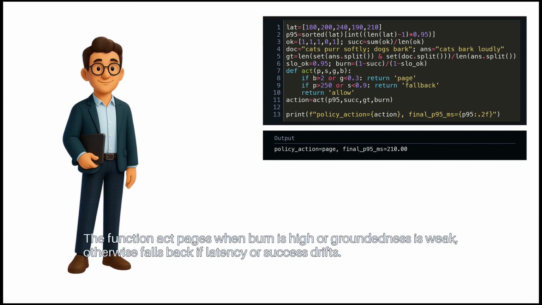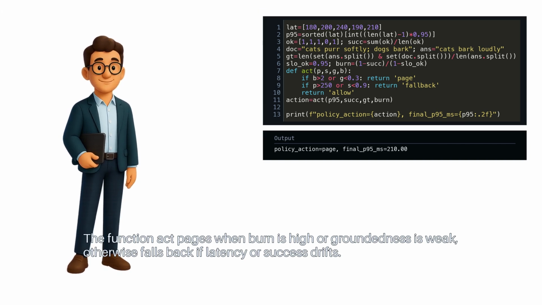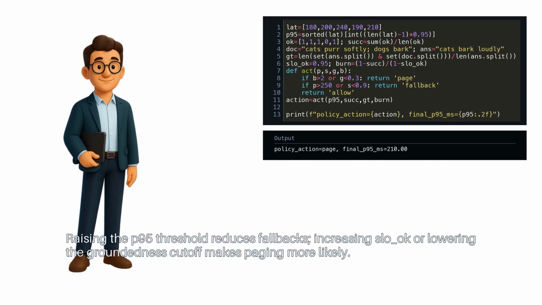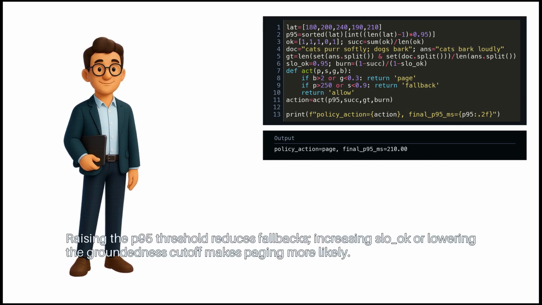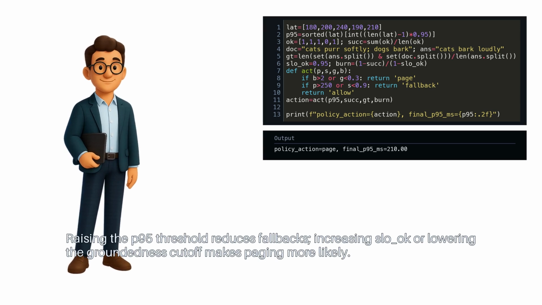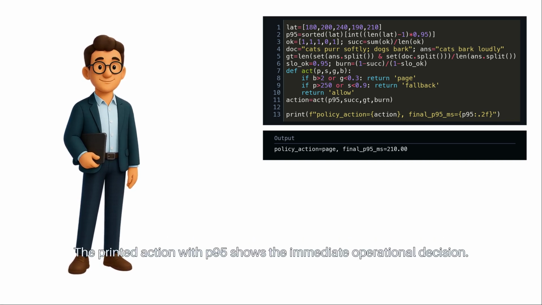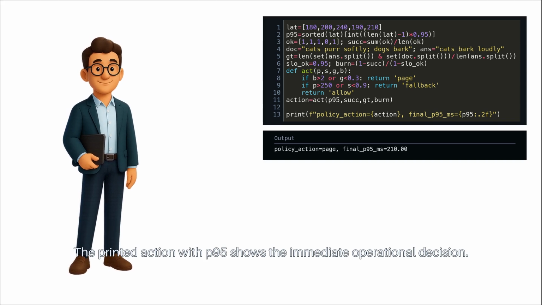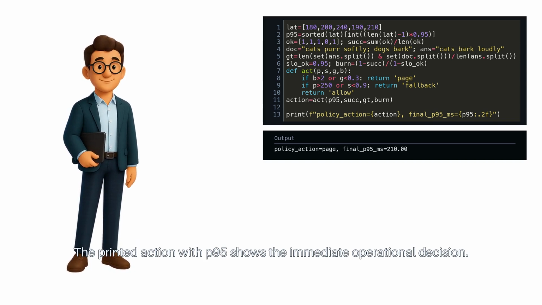The function act pages when burn is high or groundedness is weak, otherwise falls back if latency or success drifts. Raising the P95 threshold reduces fallbacks. Increasing SLO_OK or lowering the groundedness cutoff makes paging more likely. The printed action with P95 shows the immediate operational decision.